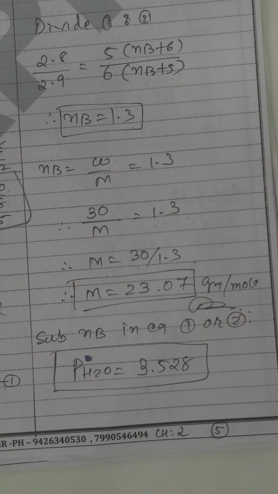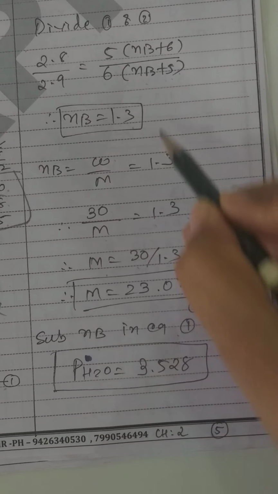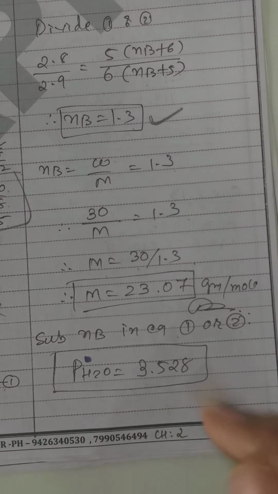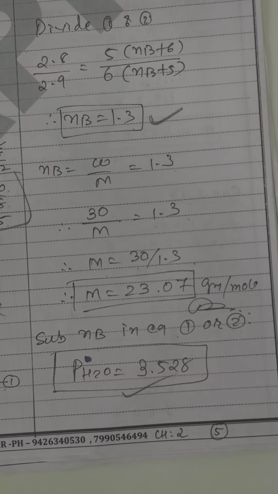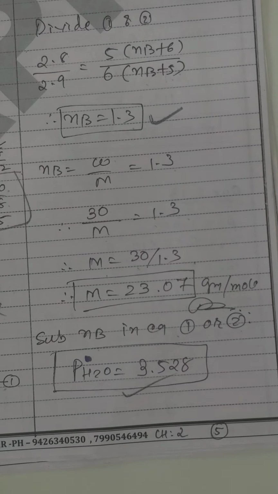Now for the second part, substitute the Nb we got here in equation 1 or 2. You will get P naught H2O, that is 3.528. Okay, so this is question number 2.19. It is a little bit conceptual, so revise the video and do it yourself again right now. It is a very simple, mathematically based question.